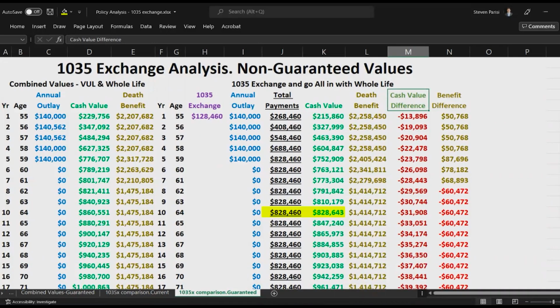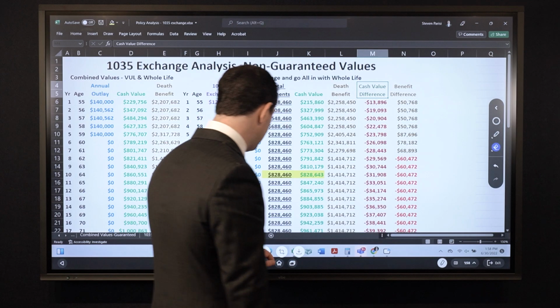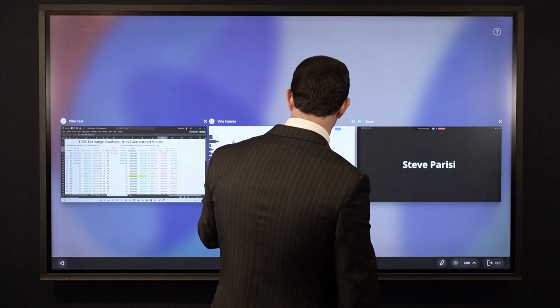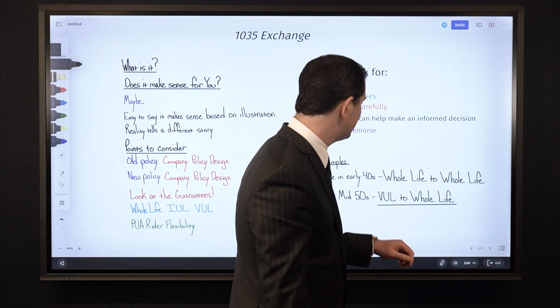There's other factors that might sway your decision to be different than mine or someone else's, and that's okay. The main thing is just having enough information to make an informed decision. Transparency more than anything else. So I hope you enjoyed this one. I had a lot of fun looking at the 1035 exchange analysis.